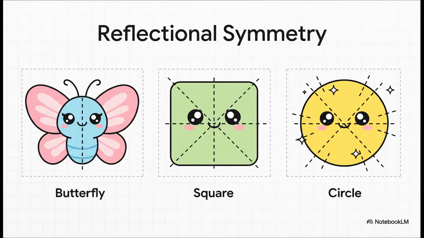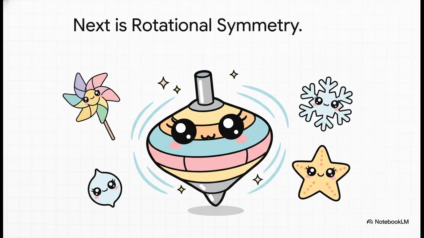The concept itself is incredibly intuitive. Just picture folding a piece of paper in half. If the two halves line up perfectly, boom, you found an axis of symmetry. A butterfly's wings are the classic example, right? But this is where it starts to get cool. A simple square has 4 of these axes, and a perfect circle has an infinite number of them running through its center.